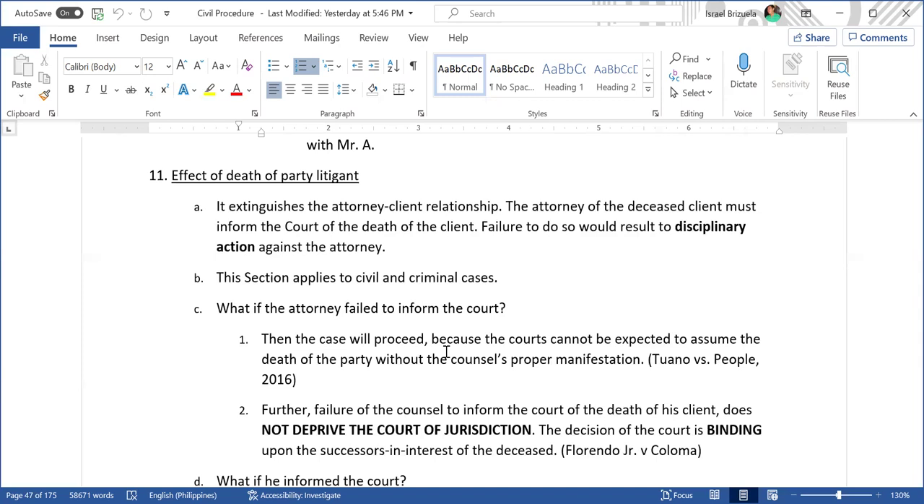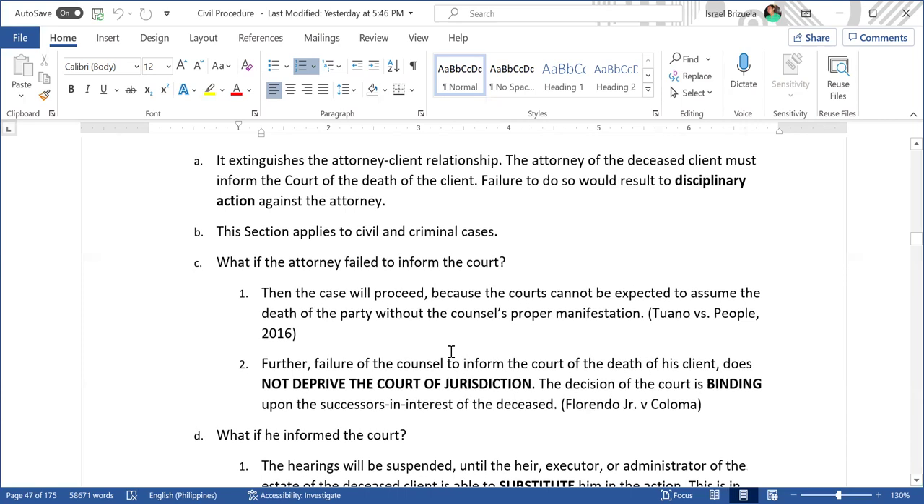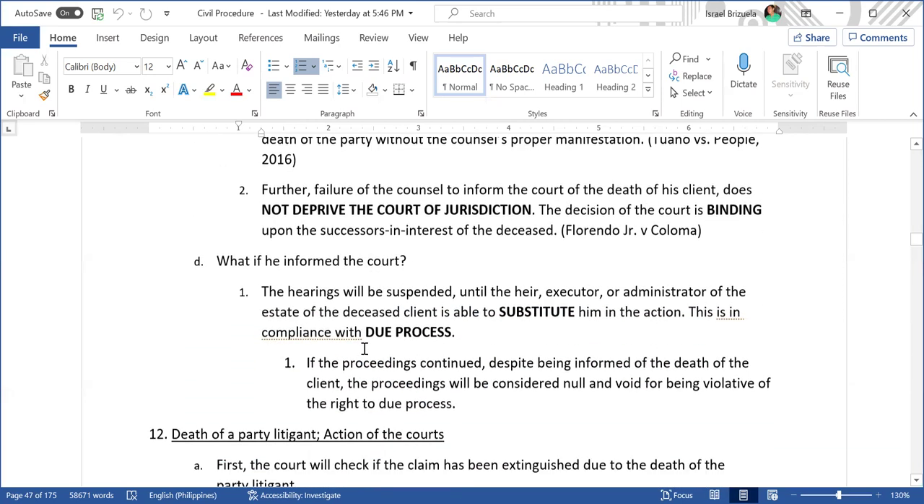What if the attorney failed to inform the court? Then the case will proceed, because the court cannot be expected to assume the death of the party without the counsel's proper manifestation. Tuanyo versus People in 2016. Further, failure of the counsel to inform the court of the death of his client does not deprive the court of jurisdiction. The decision of the court is binding upon the successor in interest of the deceased.